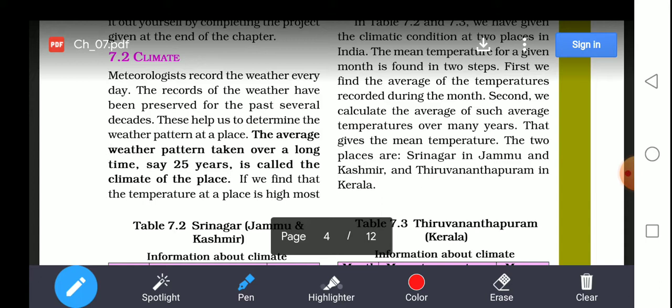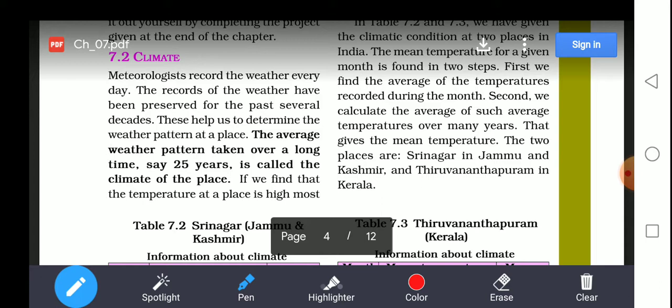Now we will see about climate. We know that weather is forecasted, or the weather pattern is studied, by the meteorological department. They provide information regarding weather every day in newspapers, on television, or on radio. So today we will study what climate is, by understanding the terms and concepts regarding climate.